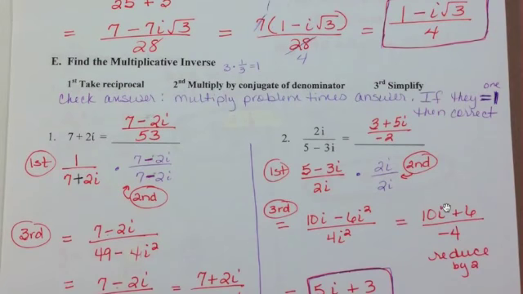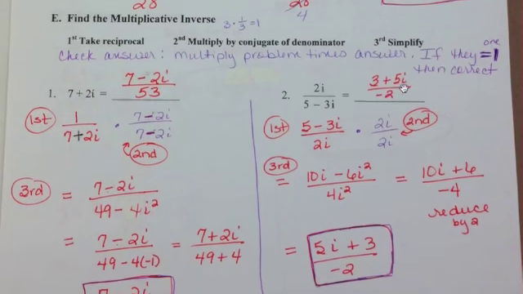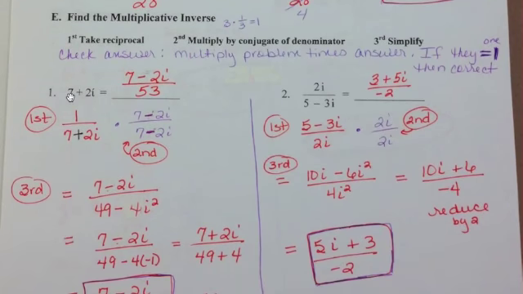Okay, find the multiplicative inverse of imaginary numbers. Step 1 says take the reciprocal. Step 2, multiply by the conjugate of the denominator. Step 3, simplify. Okay, so let's get the multiplicative inverse. Step 1, get the reciprocal. So flip it over. Okay, now multiply by the conjugate.